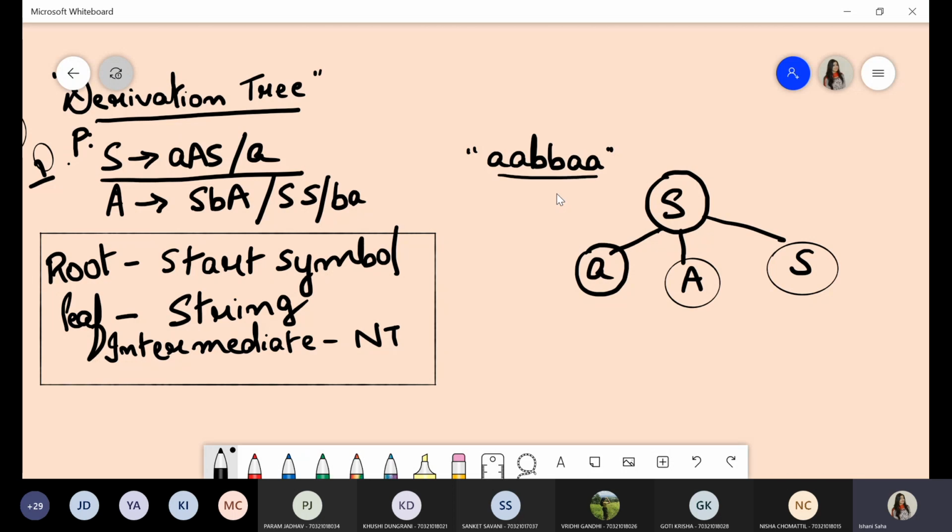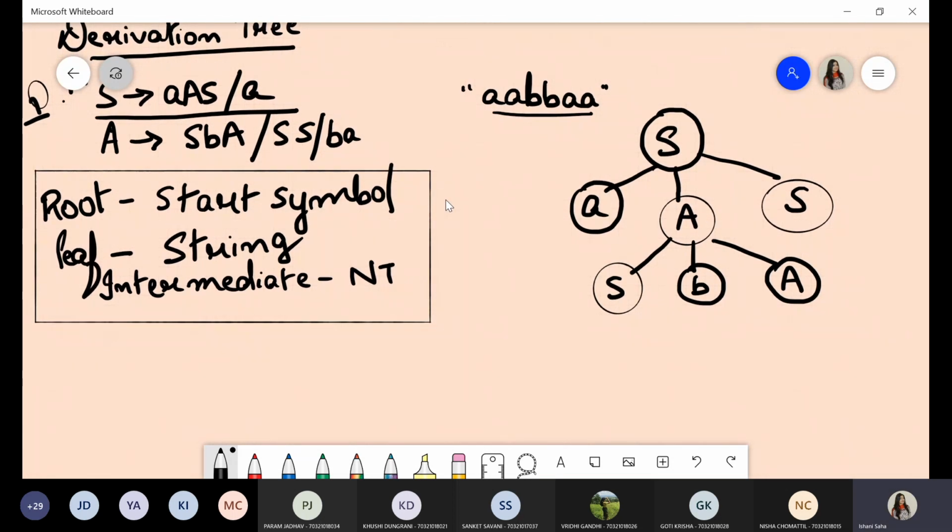Now I have to generate a string like this. Now you can either replace this or you can start replacing this. There is no order for left or right. We just have to make a tree. So I'll replace this A with S B A. We have already done this. You have to just represent it with the help of a tree. B and then A.